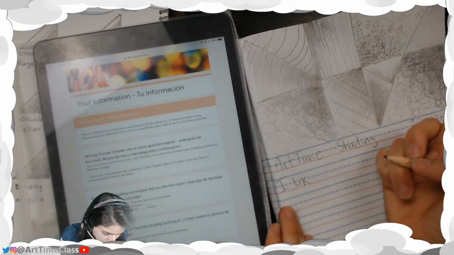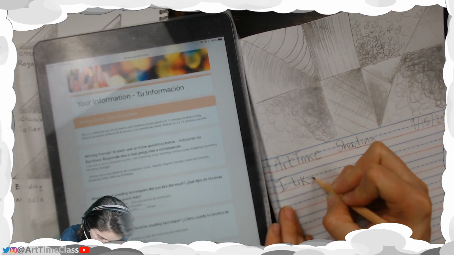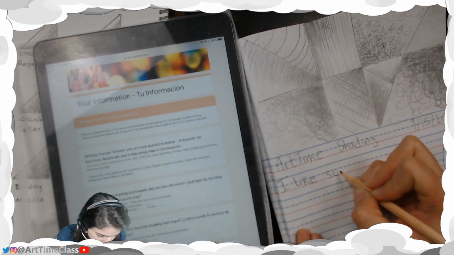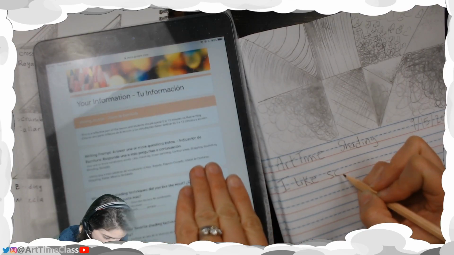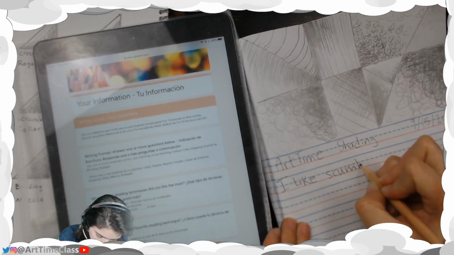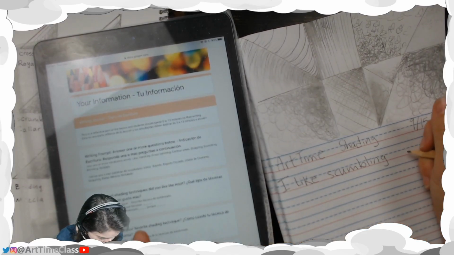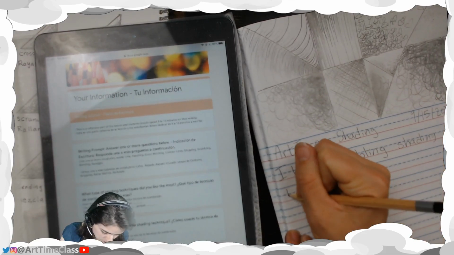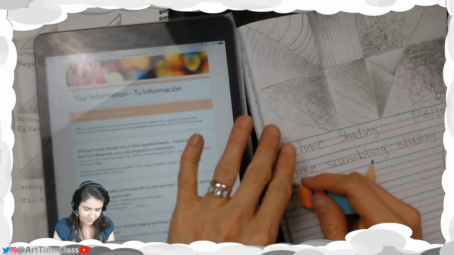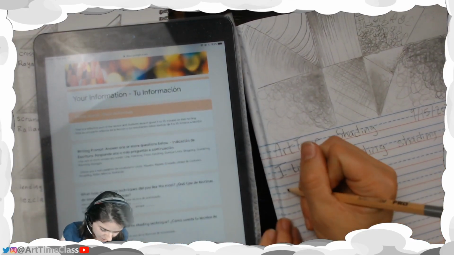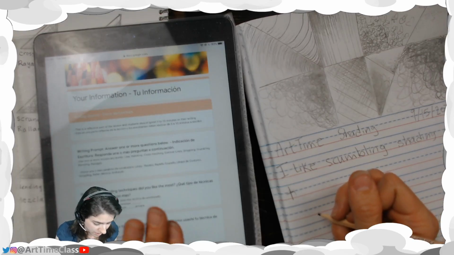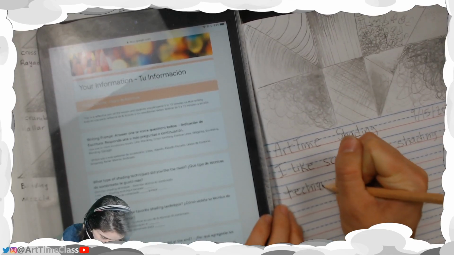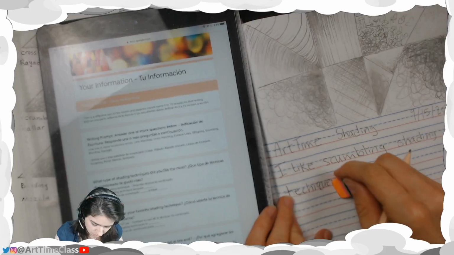I like scumbling. And see, I have the word spelled correctly right here, so I want to be sure I spelled it correctly. Scumbling. Shading. Oops. I have it spelled correctly right here, so I gotta make sure it's spelled correctly on here too. Technique. Oop. There we go.